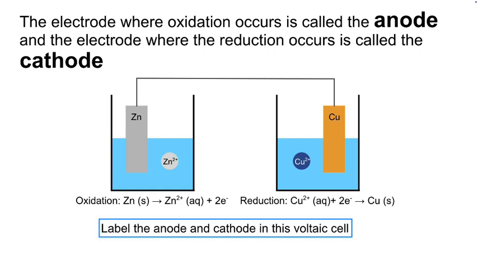So which side of the reaction had the oxidation? Accept multiple answers for that. The gray side, the zinc side. Yeah, okay, yeah. Don't get all excited. So we've got our anode. The electrode where the reduction occurs is called the cathode.